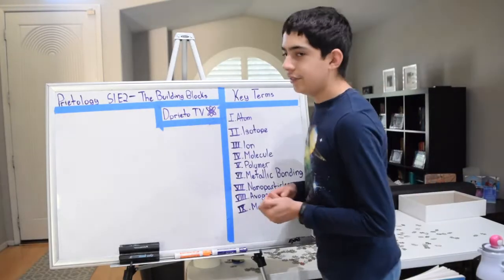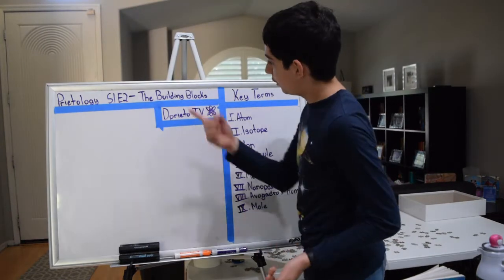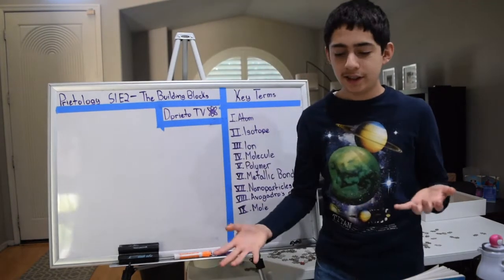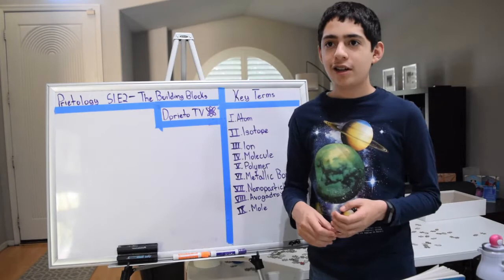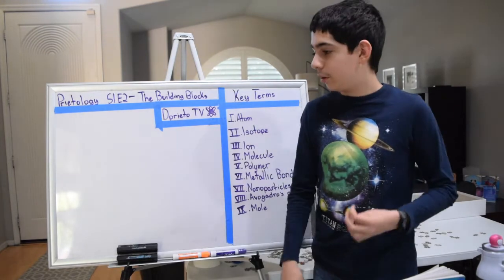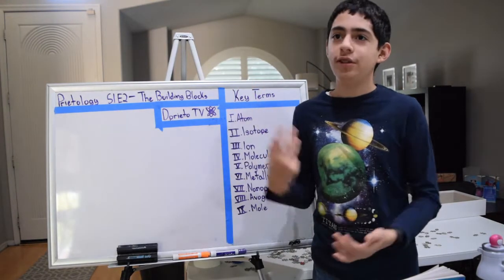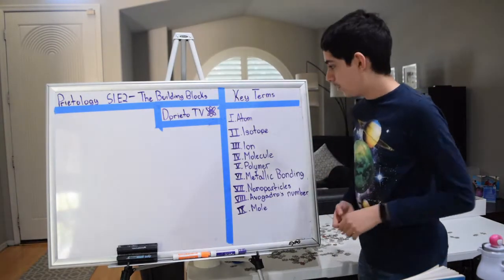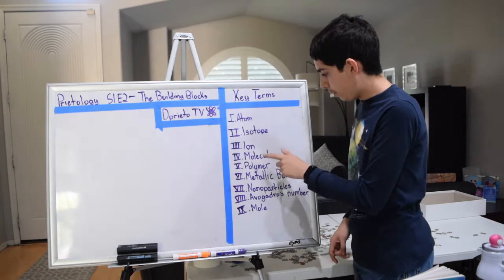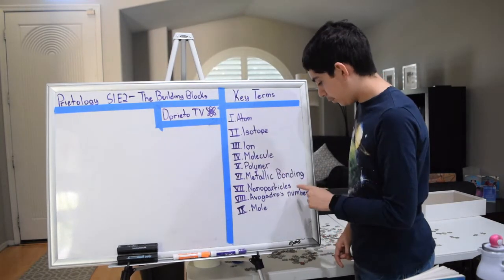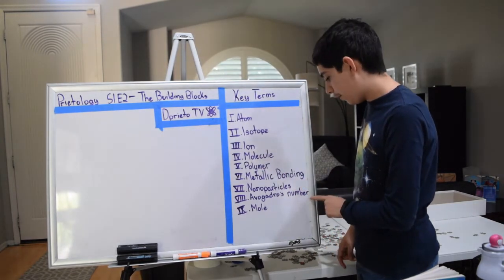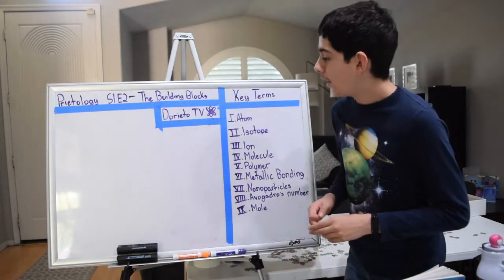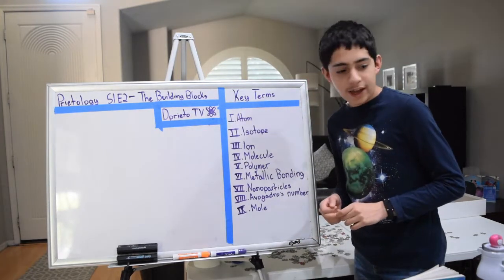Okay, so as I said, this is a new episode of Prietology. The title today is The Building Blocks. Today's episode, we're going to be talking about basically what elements are made of, so atoms, protons, neutrons, molecules. So we have our key terms like last class: atom, isotope, ion, molecule, polymer, metallic bonding, nanoparticles, Avogadro's number, and mole. Okay, so we shall start with atoms.